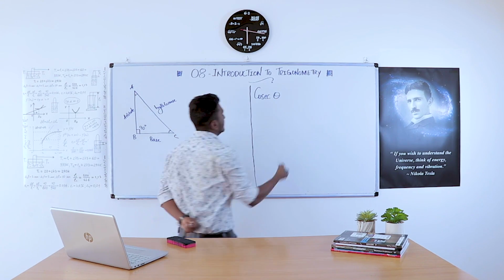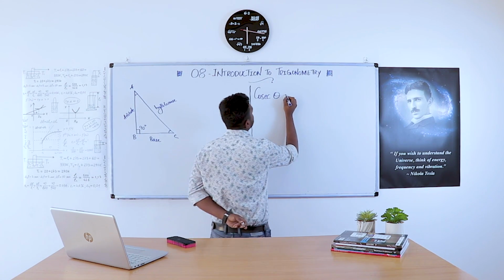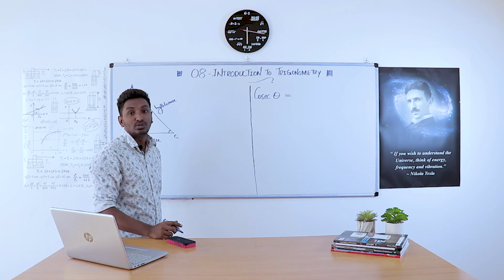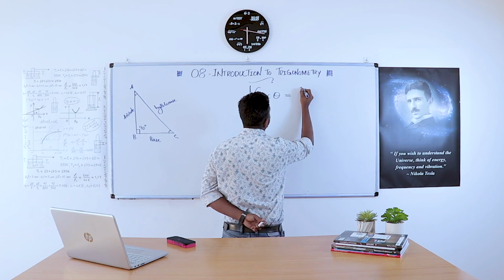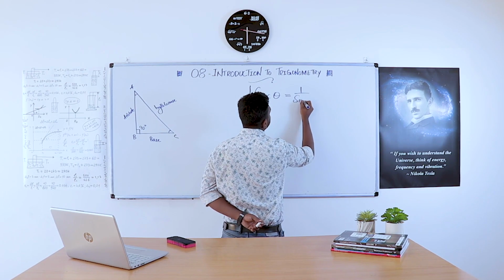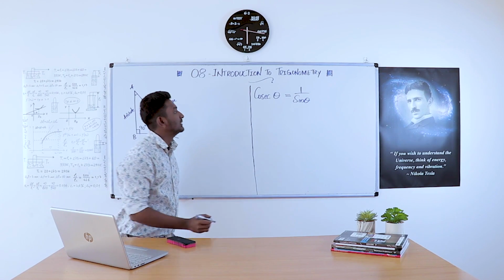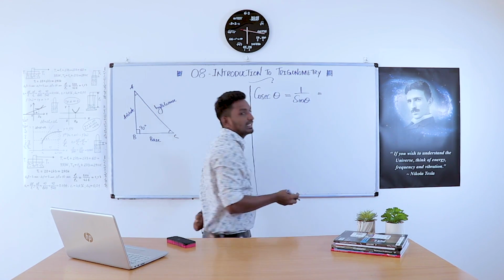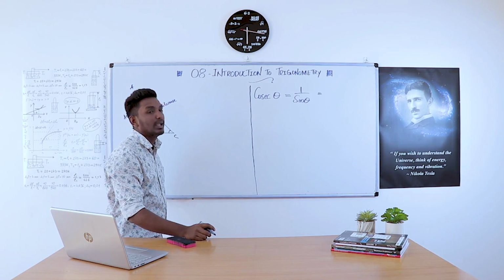For any angle theta, generally we can say that cosec theta is the reciprocal function of sin. So cosec theta can be written as 1 by sin theta. We already know that sin theta is equal to opposite side by hypotenuse.